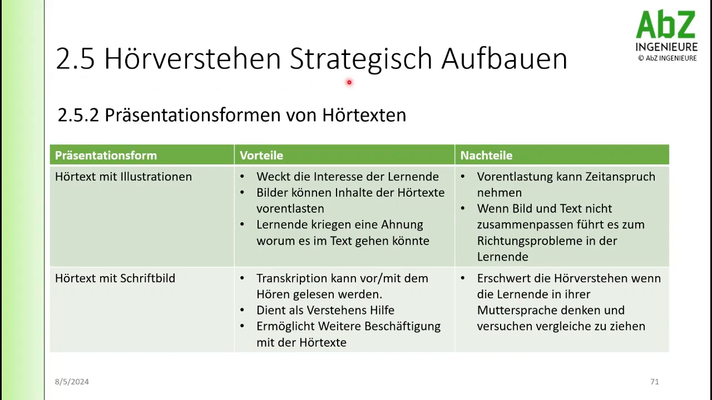Let's continue with Hörverstehen strategisch aufbauen. We will see the Präsentationsformen von Hörtexten as the next topic. Präsentationsform von Hörtexten is very important when it comes to understanding and, as always, building the Hör competence. The table column below gives you the Präsentationsform, the advantages of the Präsentationsform and the disadvantages of the Präsentationsform.